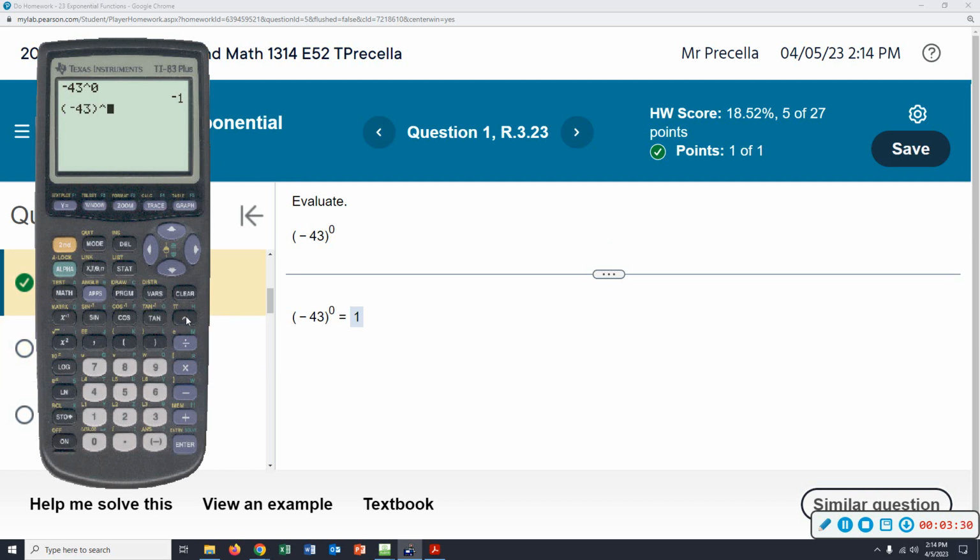Okay? So the rule would be if there's anything in the parentheses, even if it's negative, it's always positive 1? Positive 1. Anything to the 0 power is defined to be a positive 1. Sometimes students don't believe it unless they see it on a calculator.